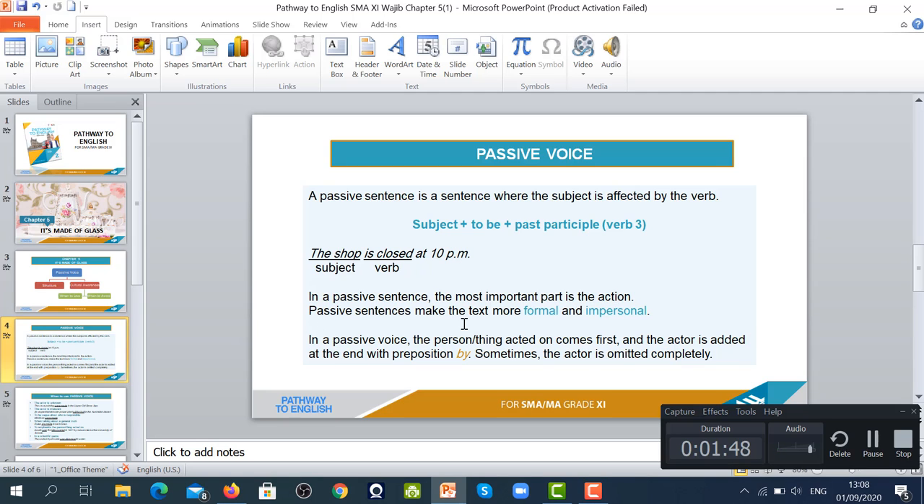Passive sentences make the text more formal and impersonal. In a passive voice, the person or thing acted on comes first, and the actor is added at the end with preposition by. But sometimes the actor is omitted completely.